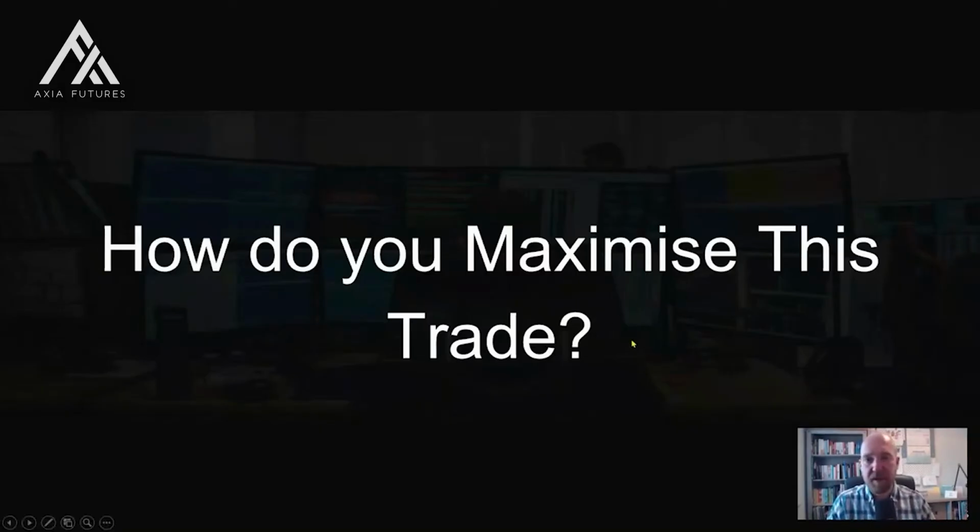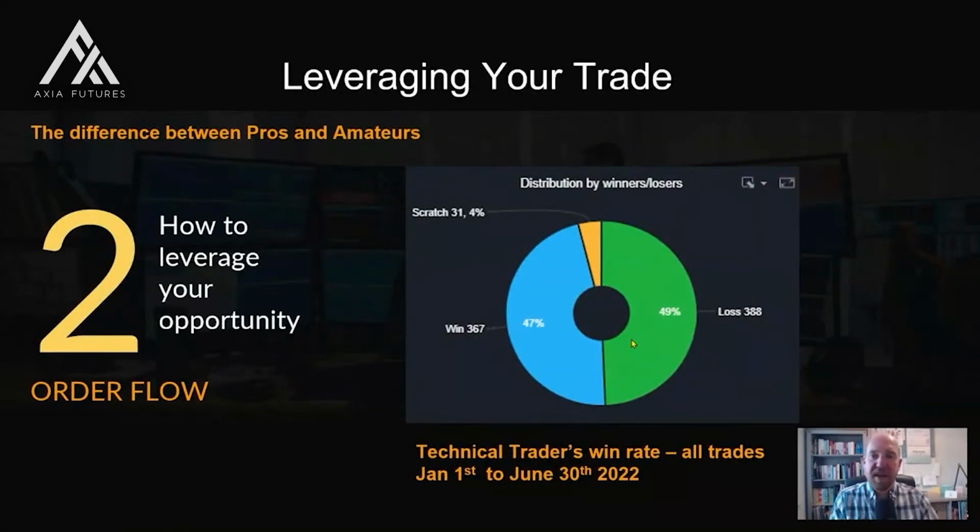So how do you maximize these trades? The key to maximizing trades is leverage. And just to illustrate the power of leverage, this shows you the performance win rate of our technical trader. Over the first half of this year, his win rate is about 50-50. And if anything, it's slightly less than 50%. This is the difference between professionals and amateurs. It's not about looking for win rate. It's about leveraging the situations that make sense. It's about maximizing those trades that are going to work.